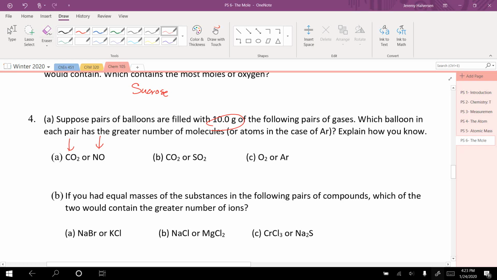Well, if you think of it, let's say I had 10 pounds of bricks and 10 pounds of feathers. Do I have more bricks or more feathers? Well, I have more feathers because each feather is lighter, so you need more of them to add up to 10 pounds. Well, if I've got 10 grams of each of these things, whichever one's lighter will have more. So I just calculate the molar mass.